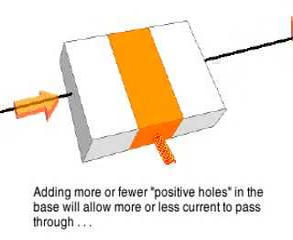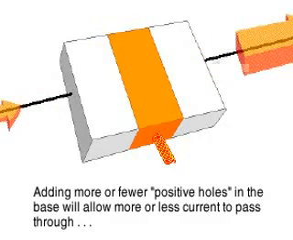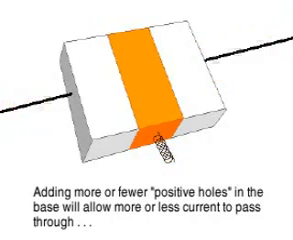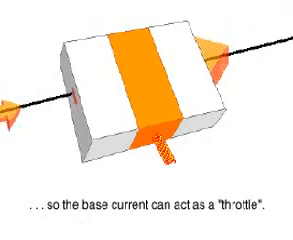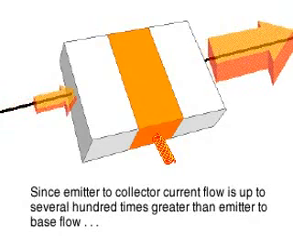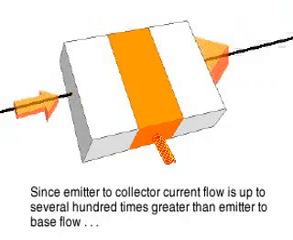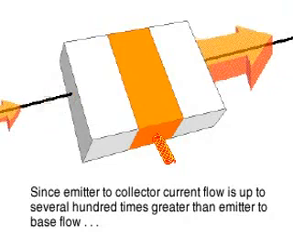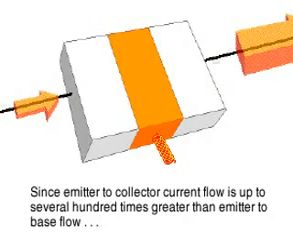Adding more or fewer holes into the base with positive current allows more or less current flow from emitter to collector, like a throttle controlling the speed of an engine. Because the emitter to collector current flow is up to several hundred times greater than the emitter to base current, the transistor makes a powerful amplifier.